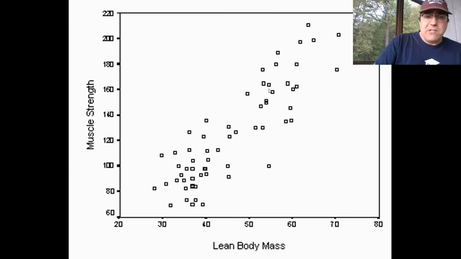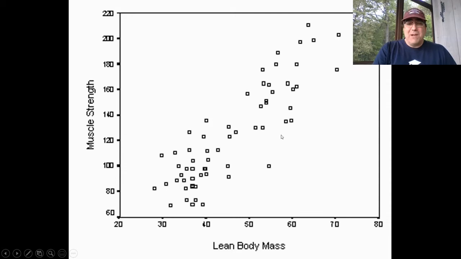As a matter of fact, here's another set of data. This is based on some scientific findings around lean body mass on the x-axis and muscle strength on the y-axis. As you can predict, as lean body mass increases, muscle strength increases. That's exactly what you would expect. It's not a perfect fit. It doesn't form a perfect straight line, but it's a pretty good trend line going up in a positive direction.